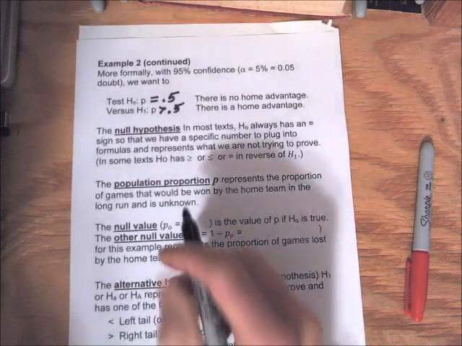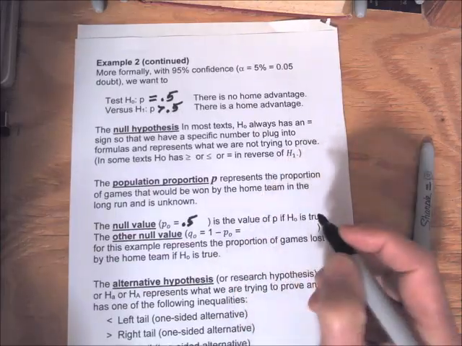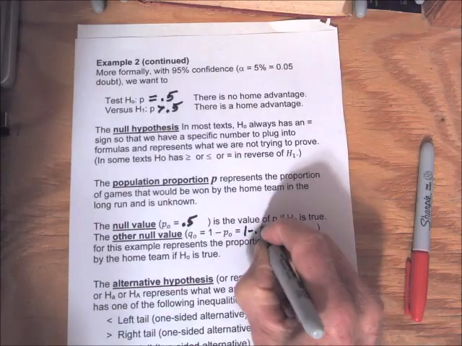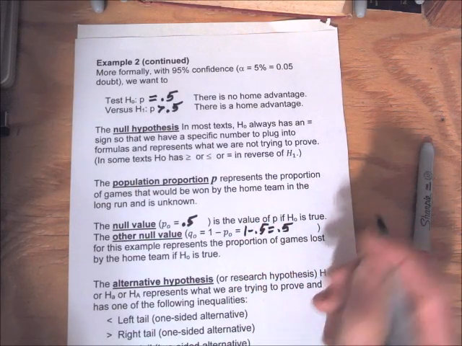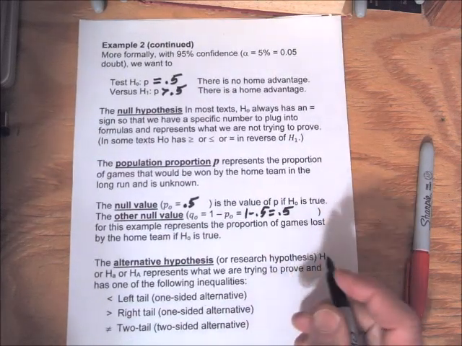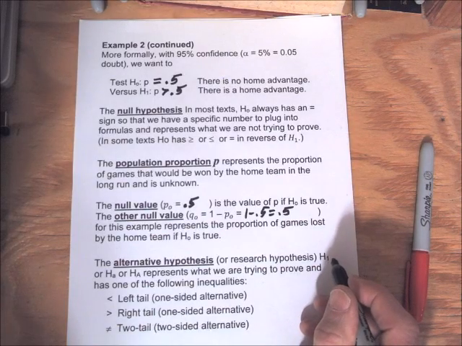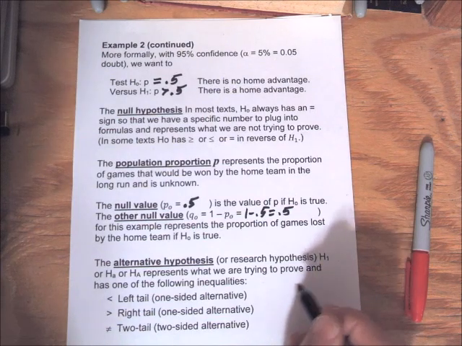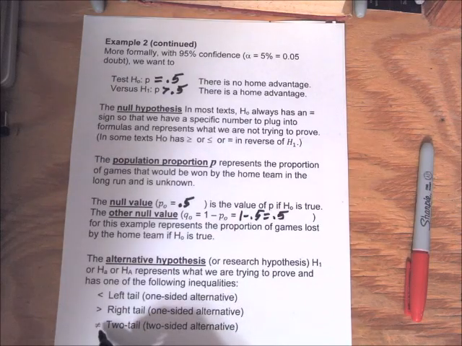The null value, that's the value of p if H naught is true, is going to be 0.5. The other null value, that's the proportion that would be lost by the home team, 1 minus 0.5, would also be 0.5. That's represented by q0. Alternative hypothesis, or the research hypothesis, you'll see the notation H1 or HA representing what we're trying to prove, and it has either a less than symbol, a greater than symbol, or a not equal to symbol. So this is a left-tailed test, right-tailed test, or a two-tailed test.